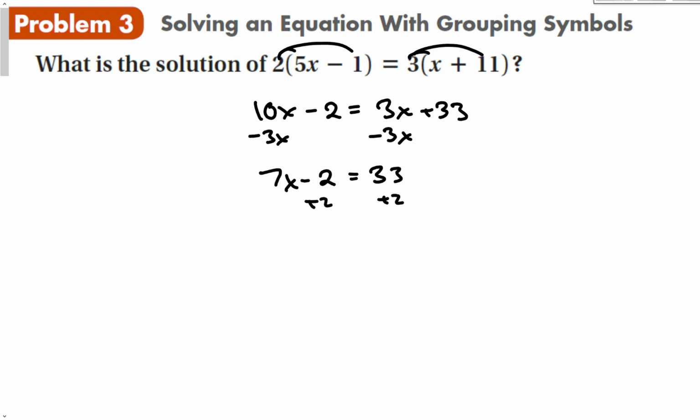Add 2 to both sides to get the variable by itself. 7x is equal to 35. And so divide by 7, x is equal to 5. Okay. Notice what I did there. Distribute first, analyze the question. I see I have two variables on both sides. I take the smaller one and I subtract it to bring it to the bigger one.